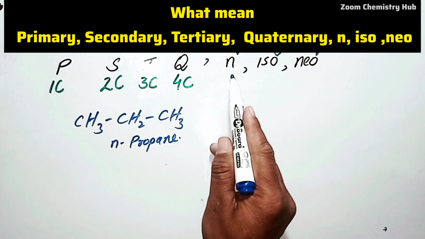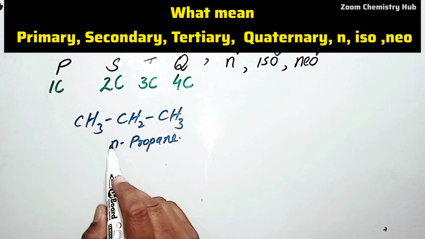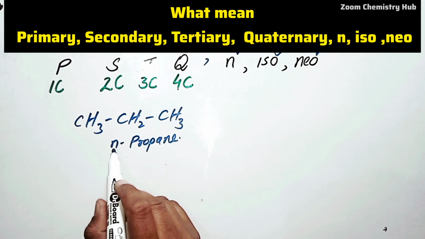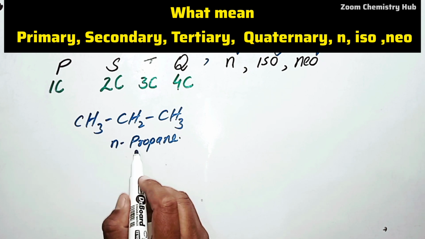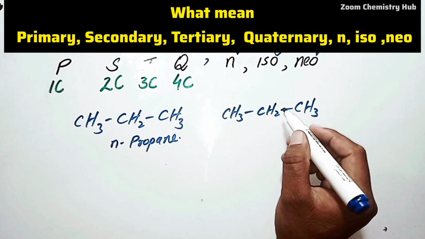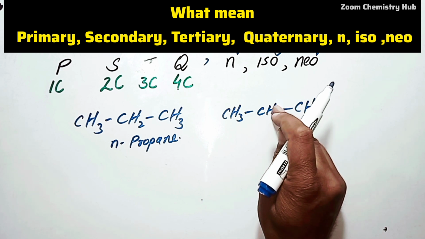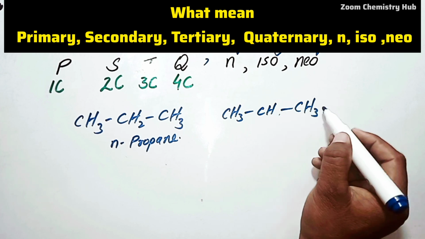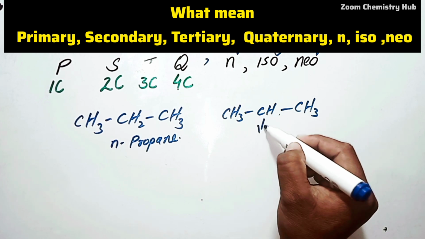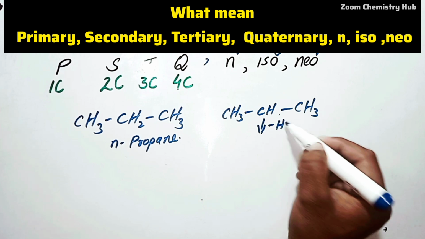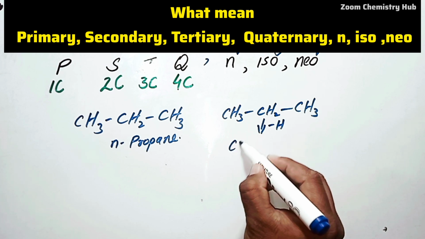N stands for normal, or if any structure is in straight form, we write N for them, that is N-propane. And if we subtract one hydrogen, it forms propyl, that is, by the subtraction of one hydrogen it changes into propyl.